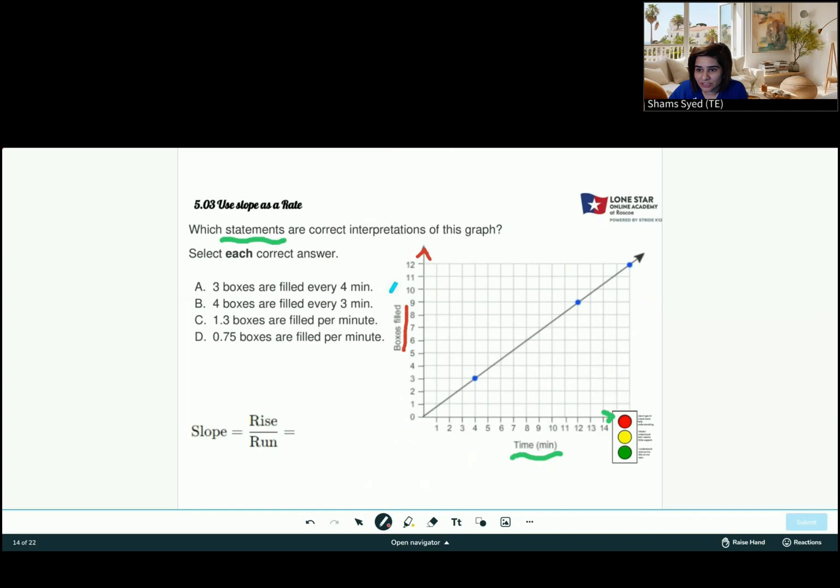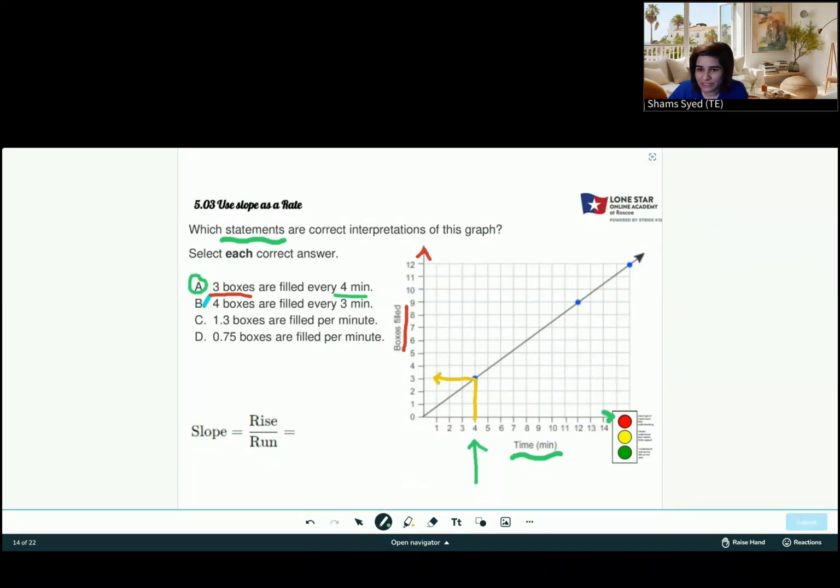So they're saying 3 boxes. Boxes are red color. So 3 boxes are filled every 4 minutes. Go to 4 minutes and see if that is true. Is that true? Regina, let's try it out. It is true. For 4 minutes, I go up 1, 2, 3. Yes, 3 is actually correct. So we can say A is correct.